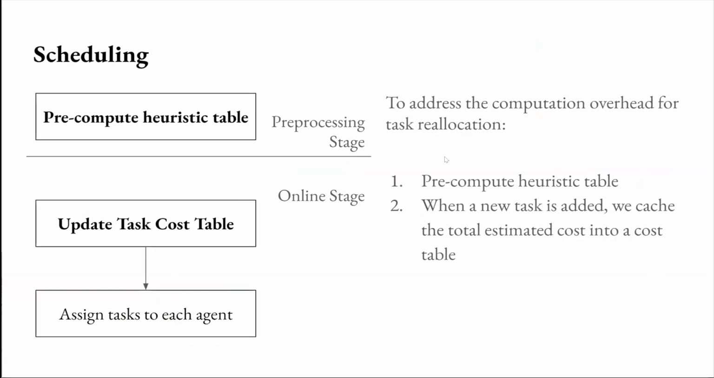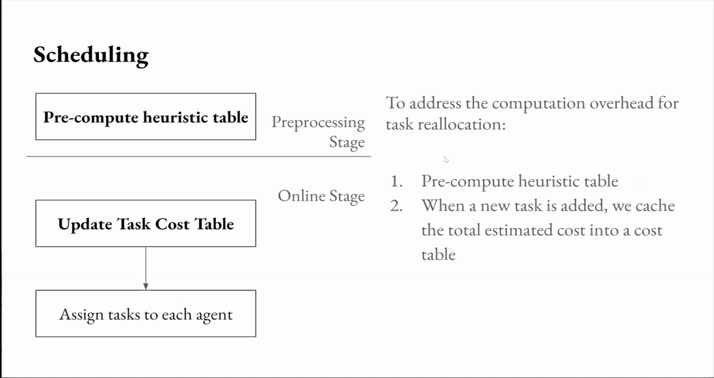Because this reallocation added some computational overhead to the algorithm, to address this, we added two extra techniques. The first thing is that we utilize the preprocessing stage and pre-compute a heuristic table, because originally the default heuristic table is of a lazy construction type. It calculates the heuristic on the fly during the online stage, but we put the whole calculation into the pre-processing stage. That's the first thing.